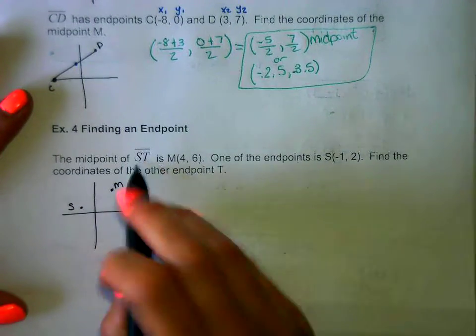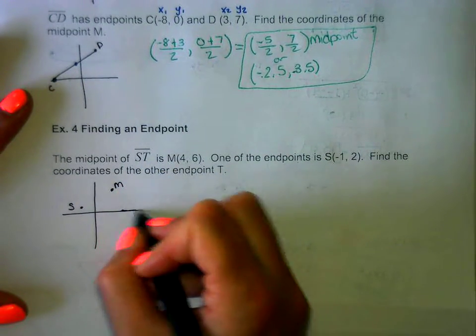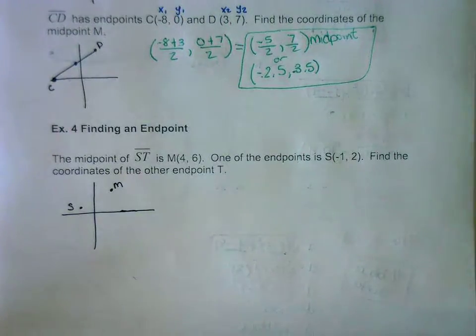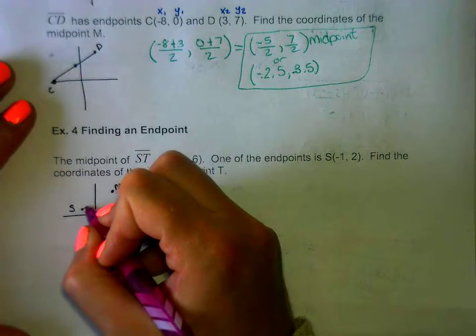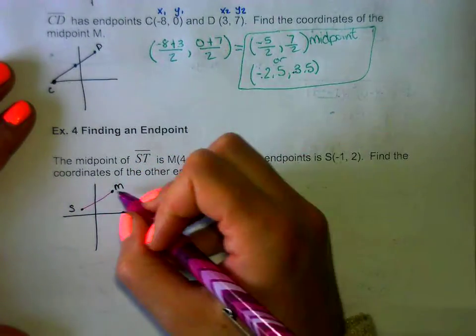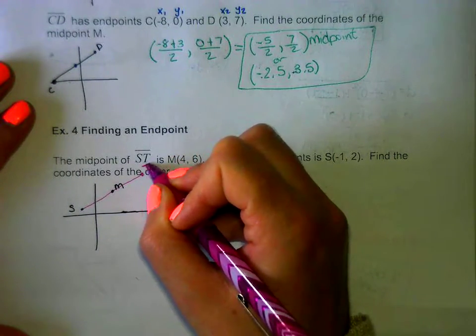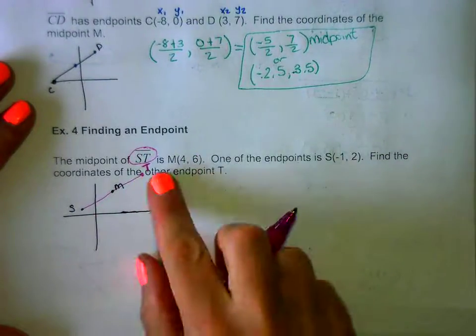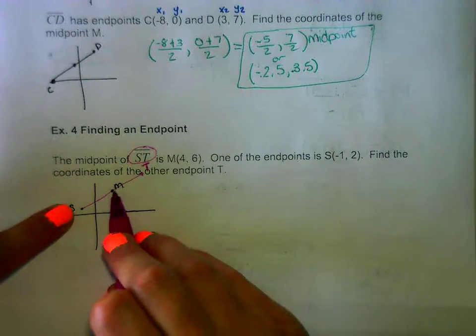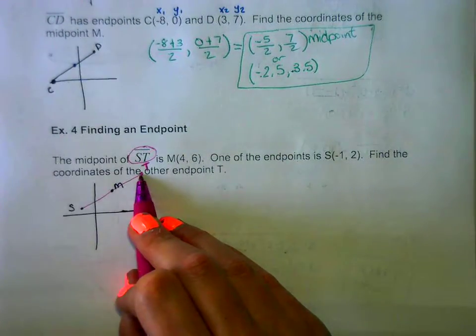So I have segment ST. What this is telling me, didn't draw that too large, is when I go from S to M, that's only to my midpoint. I also have to keep going until I get here, which is my T. That's the segment I'm dealing with. So I know my S and my M. I'm trying to find what my endpoint is.